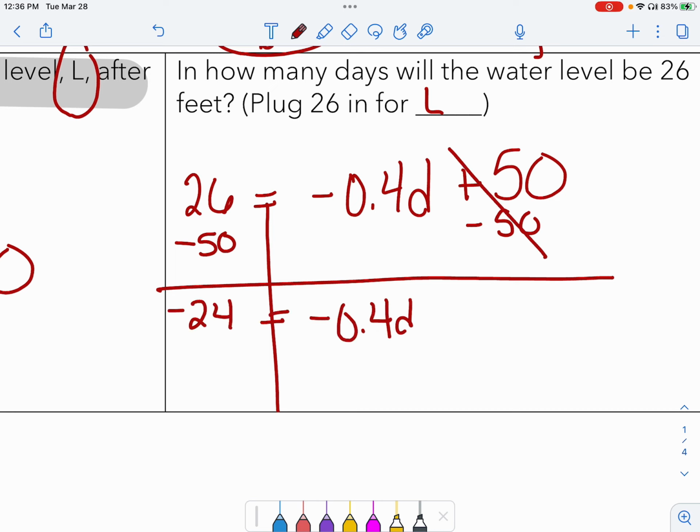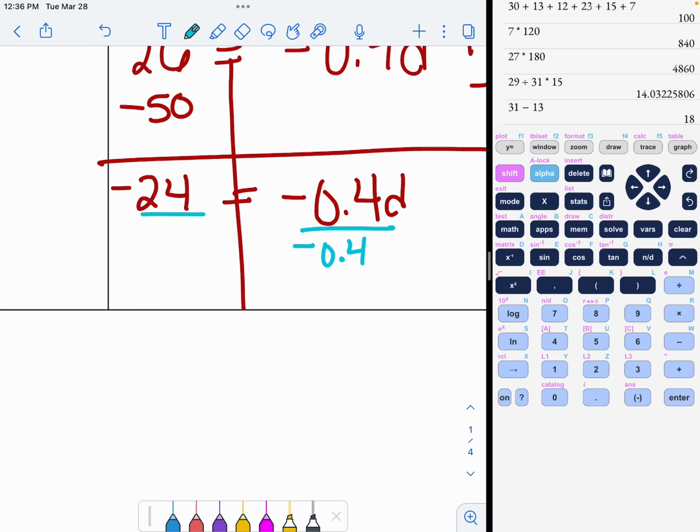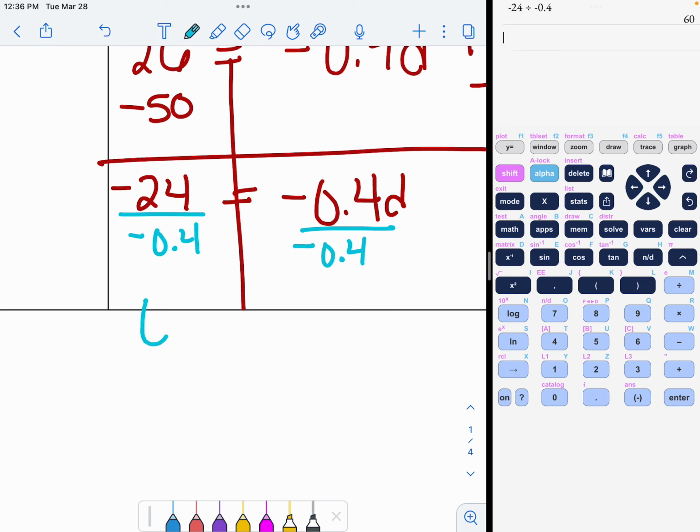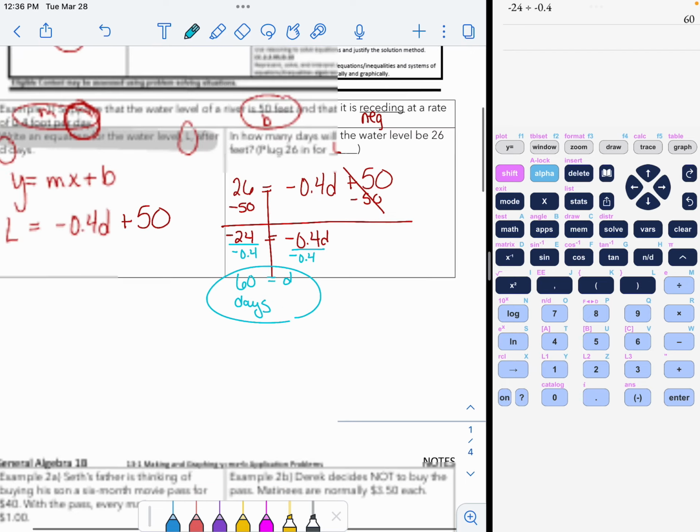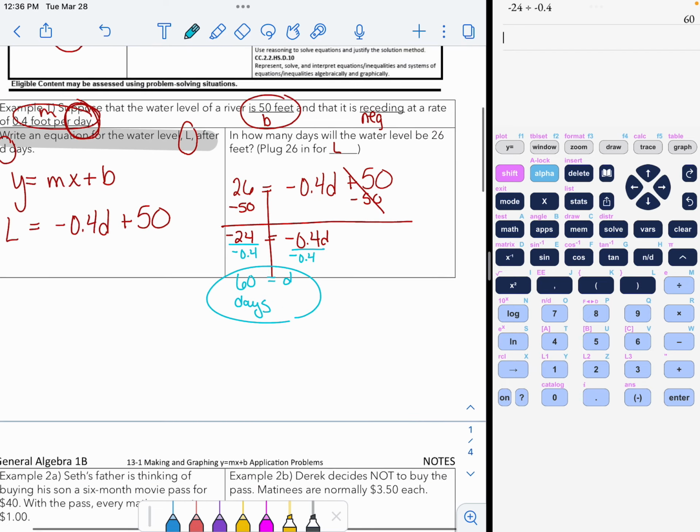I'll go ahead and grab that calculator over here, put it to the side. And we're going to divide both sides by negative 0.4. So here, I'll change colors so you can see a new step. Negative 0.4, negative 0.4. So we had negative 24 divided by negative 0.4, and we get 60 equals d. So we can say in 60 days, the water level will be 26. So down from 50, it will be 26 feet after starting at 50 feet in 60 days.